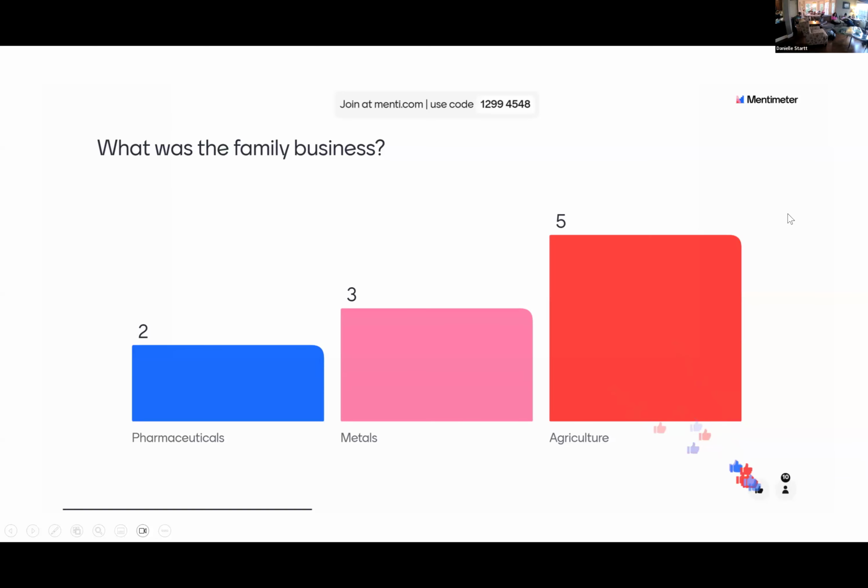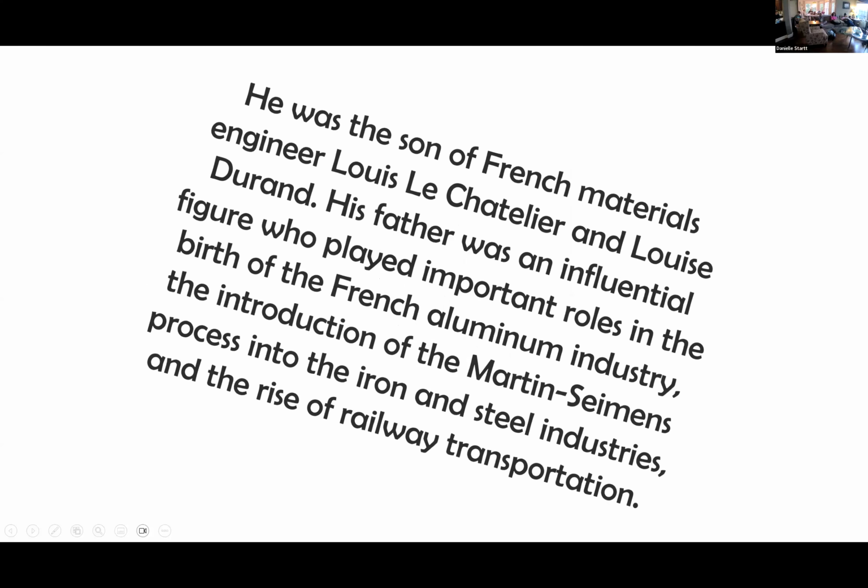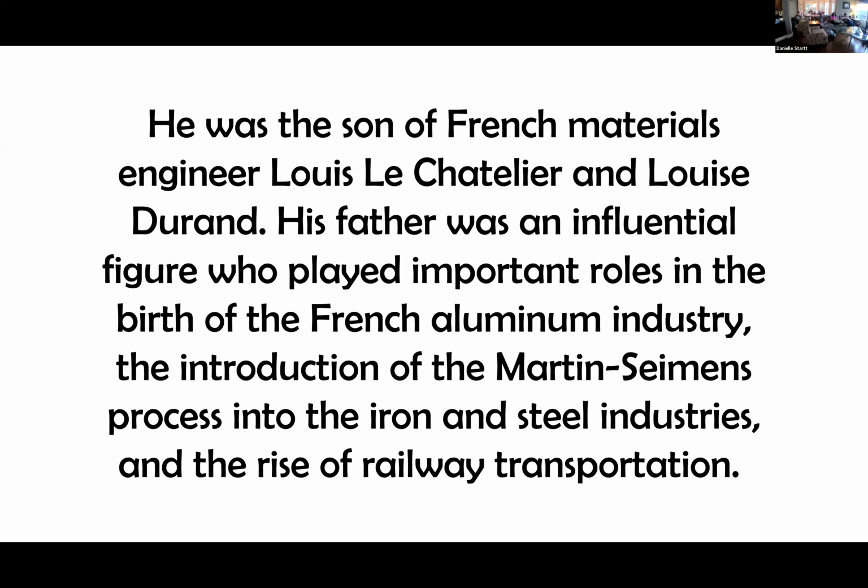Okay, so the family business. Wait a minute. There it is. So he was the son of a French materials engineer, Louis Le Chatelier, and Louise Durand. Father was an influential figure who played important roles in the birth of the French aluminum industry and the introduction of the Martin Siemens process into the iron and steel industries and the rise of railway transportation. This is part of this, yes, that derives from the Siemens company, which is still around.